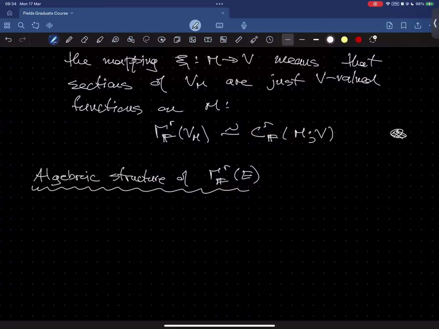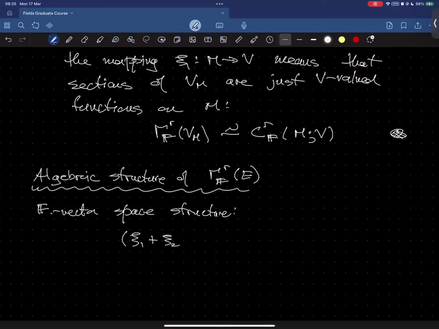So I'll just write them down. It has an F vector space structure, defined by addition and multiplication. So addition: take two sections, c1 and c2, and to add them, I need to tell you what they do to a point in X.